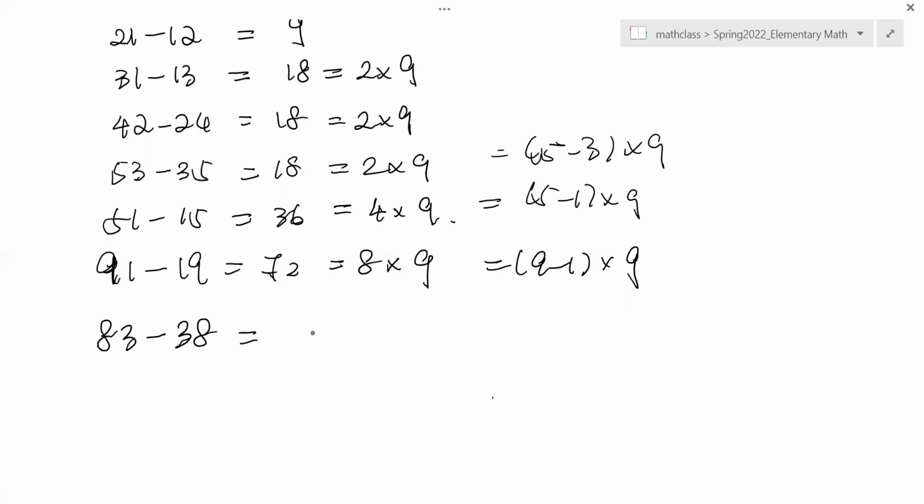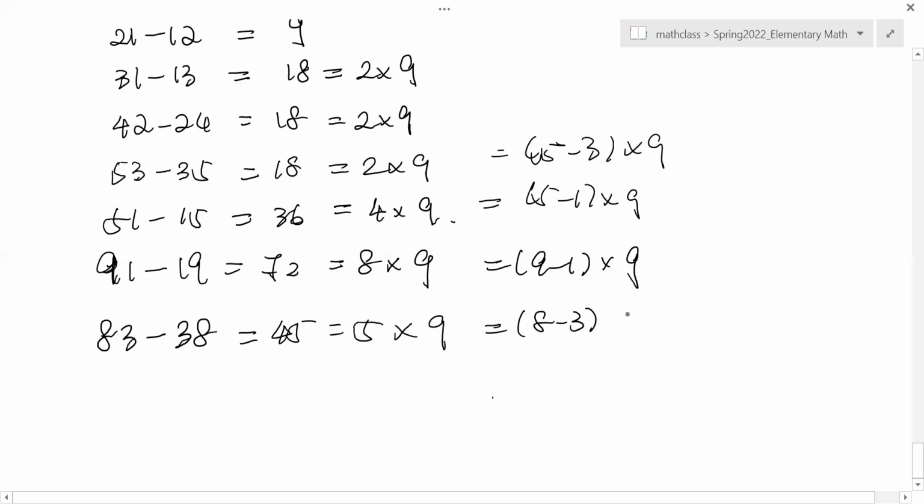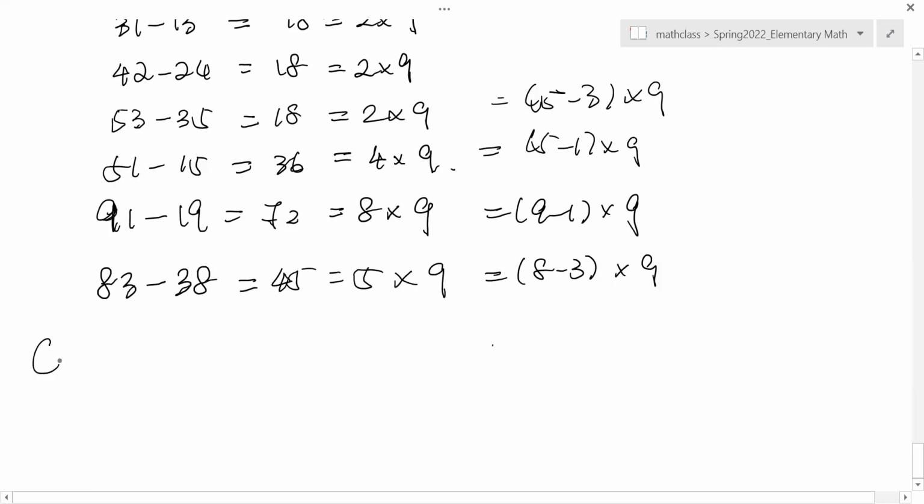Okay, so 83 minus 38, it's going to be 45. 45 is 5 times 9. And yes, 8 minus 3 is 5. So now you have a general statement. In mathematics, we make a conjecture. If you cannot prove it, you publish it. And if your last name is Zhang, it's called Zhang's conjecture.